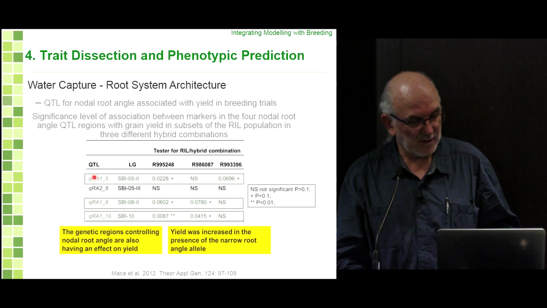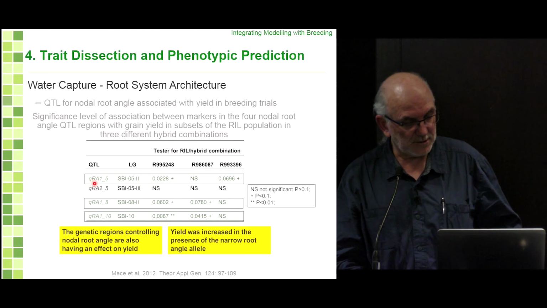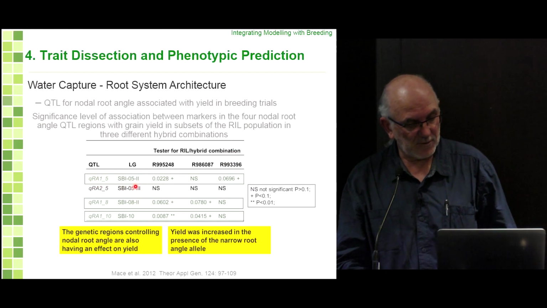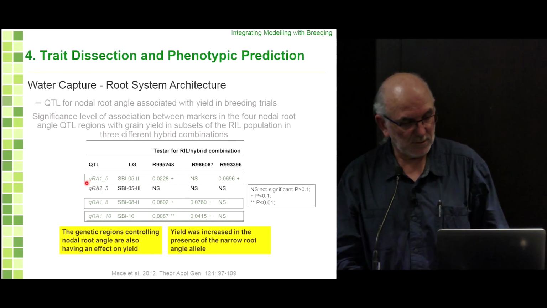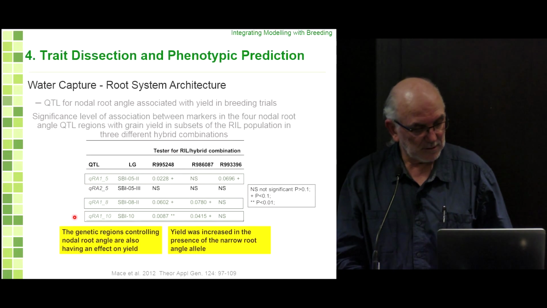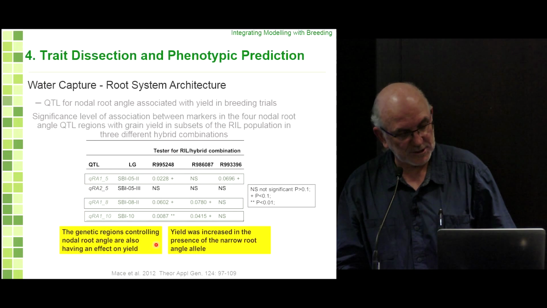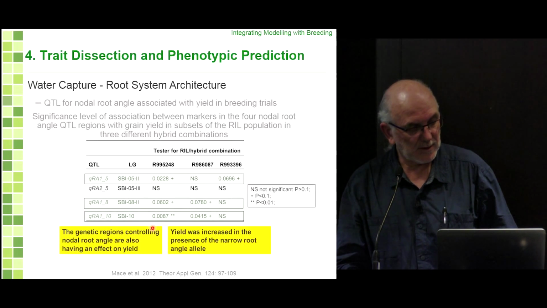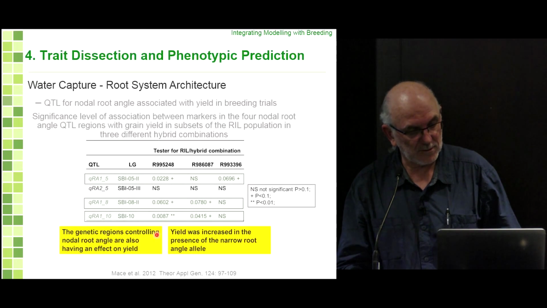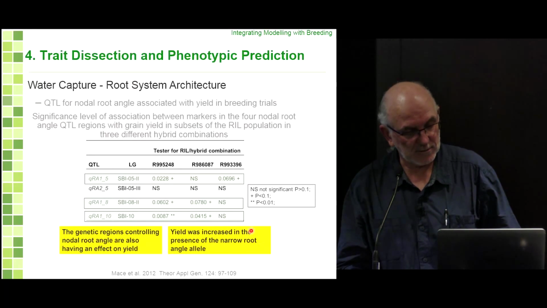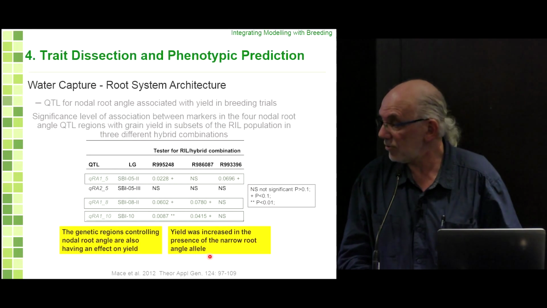And he's then got a number of real hybrid combinations where we could look at these QTLs from across those populations from field data and just test the association of that region with yield. And so there was an association between that region and effects on yield, and it was to do with the allele associated with narrow root angle.